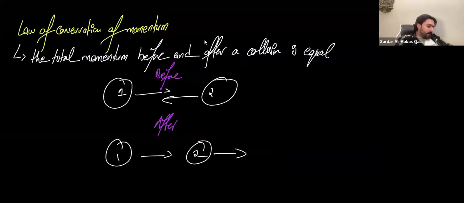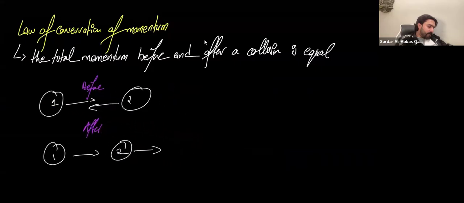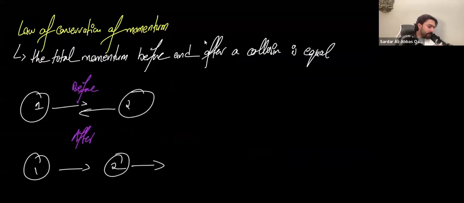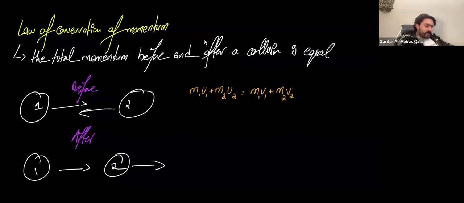So over here, we come up with a very beautiful formula. This is my favorite formula of this chapter, and it's pretty long as well. M1U1 plus M2U2 is equal to M1V1 plus M2V2. Now, what does this formula state? What does it represent?